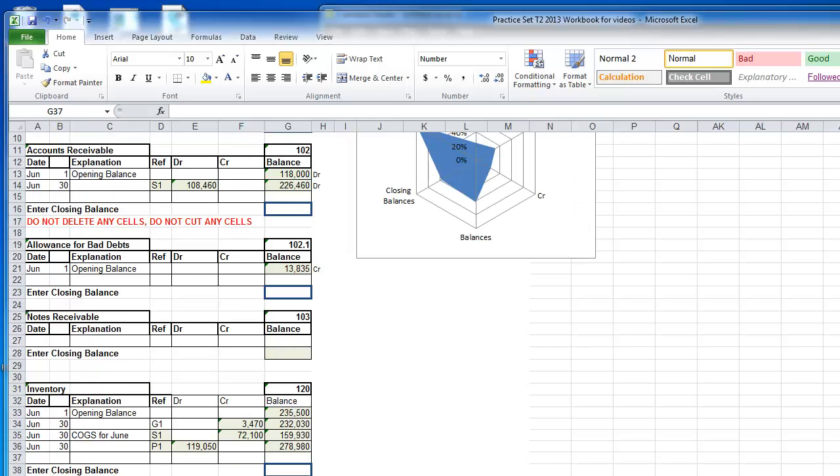So just a quick review of inventory. We purchased almost $120,000 worth in June, so this will increase our inventory. Inventory is an asset, and therefore we indicate an increase to an asset by a debit. The normal balance of an asset is a debit.